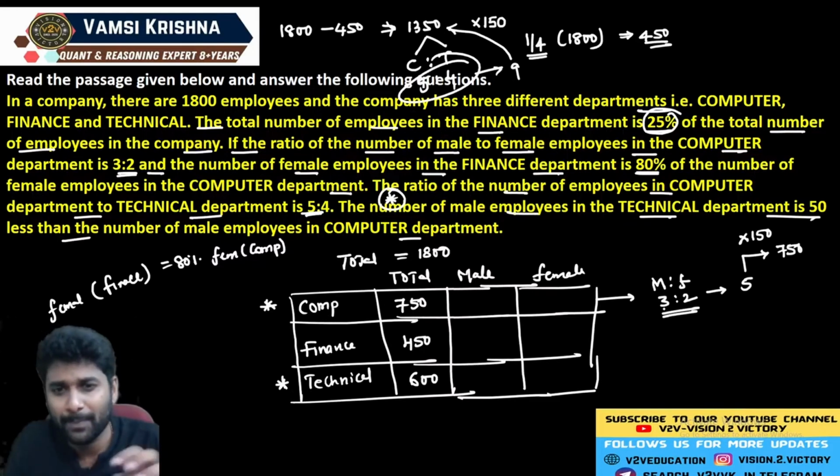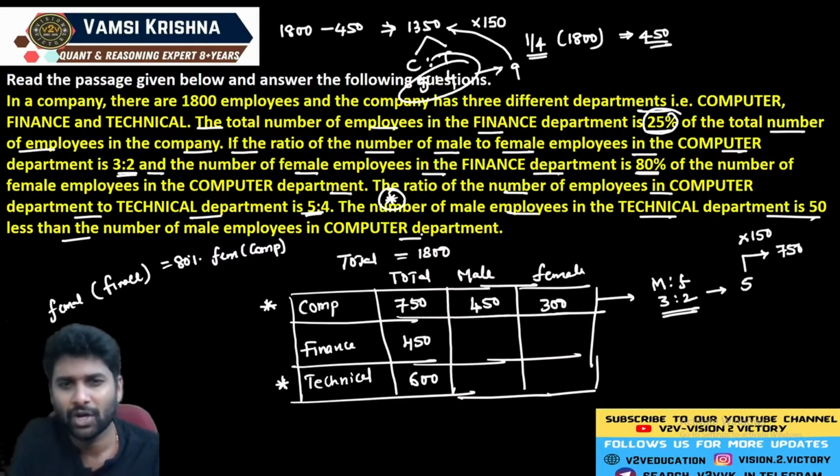Now it means how many people are male: 3 multiplied by 150. So 3 15s are 450, right? Now 2 multiplied by 150 becomes 300. Now we have the last data.